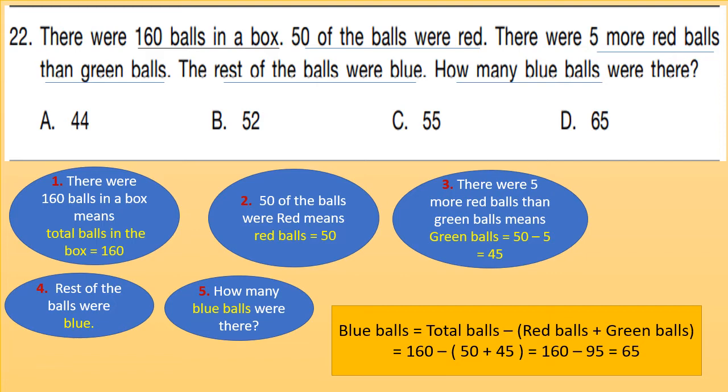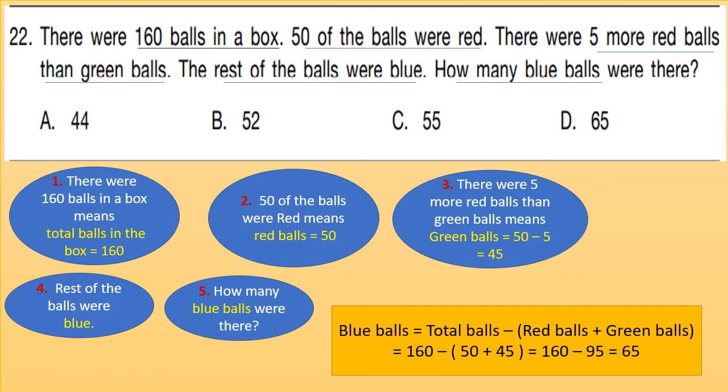First part, there were 160 balls in a box, means total balls in the box is equal to 160. Second part, 50 of the balls were red, means red balls equal to 50. Now third part, there were 5 more red balls than green balls. So that means green balls equal to 50 minus 5 equals 45. Now fourth, rest of the balls were blue. Fifth part, how many blue balls were there?